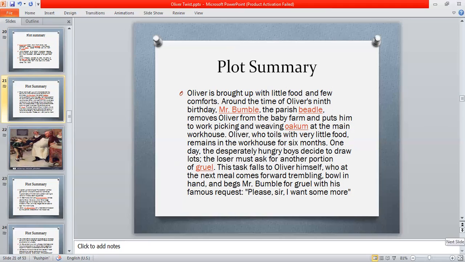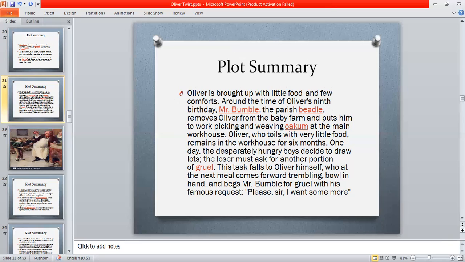Oliver is brought up with little food and few comforts. Around the time of Oliver's ninth birthday, Mr. Bumble, the parish beadle, removes Oliver from the baby farm, or takes Oliver out of the baby farm, and puts him to work picking and weaving oakum at the main workhouse. Oliver, who toils, which means works very hard, with very little food, remains in the workhouse for six months.